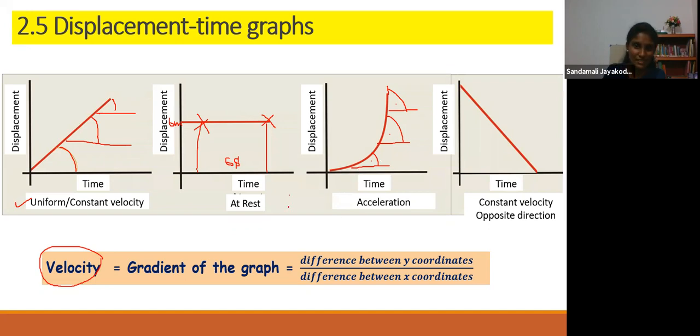Sometimes we will get an opposite of this. We will get something like this. So here it has a high velocity, a high gradient at the beginning. Then it has a lower value than that. Finally, it has another lower value. Finally, there's no gradient. That means v equals 0. That means it is staying at a particular position. Here the gradient is decreasing, so this is a deceleration.